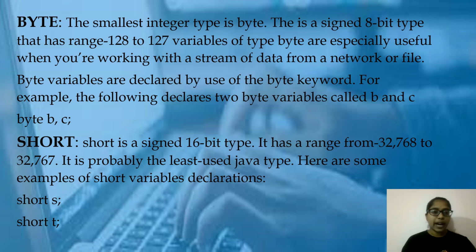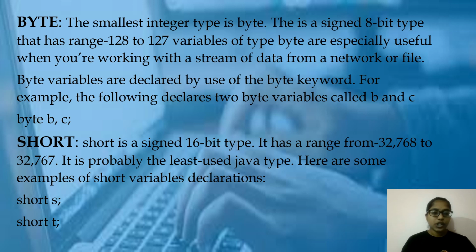Next we will be seeing byte. The smallest integer type is byte. This is a signed 8-bit type that has a range of -128 to 127. Variables of type byte are especially useful when we are working with a stream of data from a network or a file. Byte variables are declared by using the byte keyword. In the following example, you can see two byte variables called b and c. Byte is a keyword, b and c are variables.